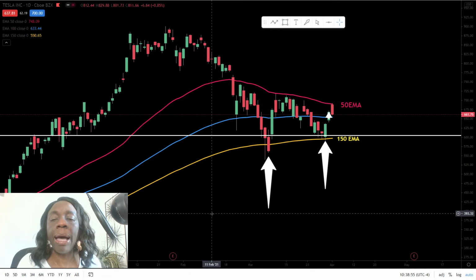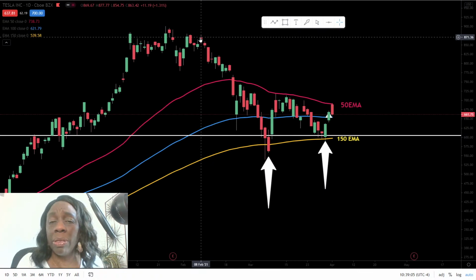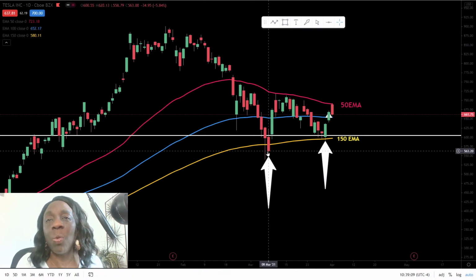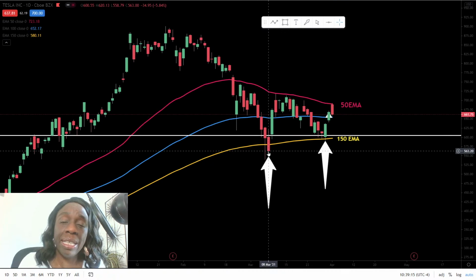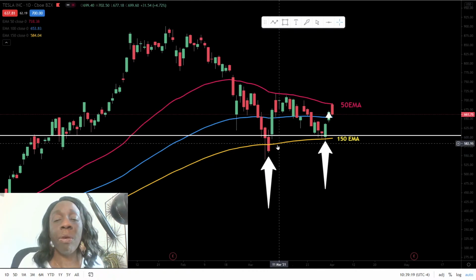Look at how price respected the yellow 150-day EMA. It was dipping for a month. Dip, dip, dip, down, down, down. But it got to the 150 EMA and it attempted to go down. It even closed below it. But look what happened the next day. There's that beautiful bounce off the 150.